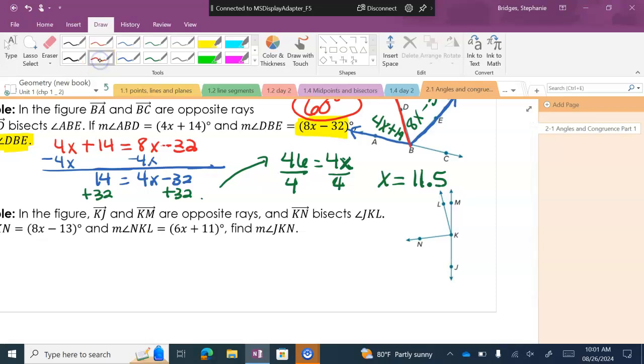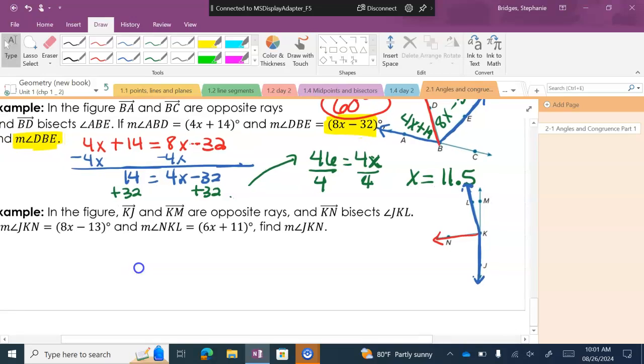KN, I'm going to put that in red. That ray bisects angle JKL. So there's J, there's K, there's L. So it bisects that blue angle. That means it cuts it into two congruent parts. It tells me that JKN is 8x minus 13. It tells me that NKL is 6x plus 11. What do I know about those two? Since that ray bisected it, they are congruent or equal to each other. So I'm going to set 8x minus 13 equal to 6x plus 11.